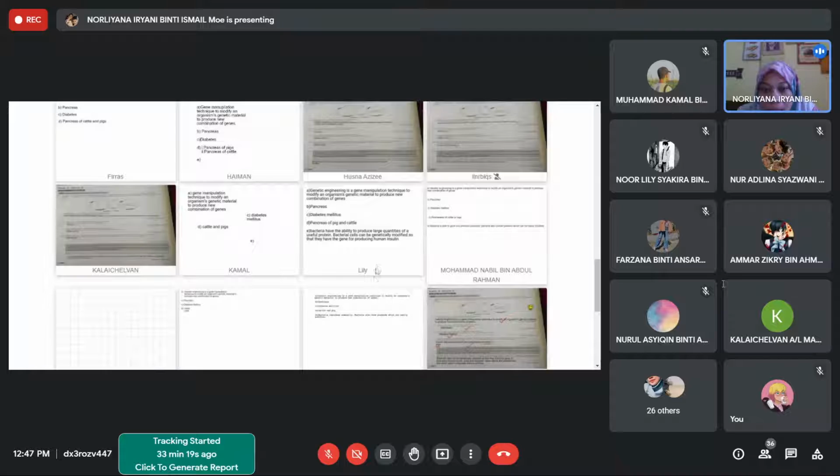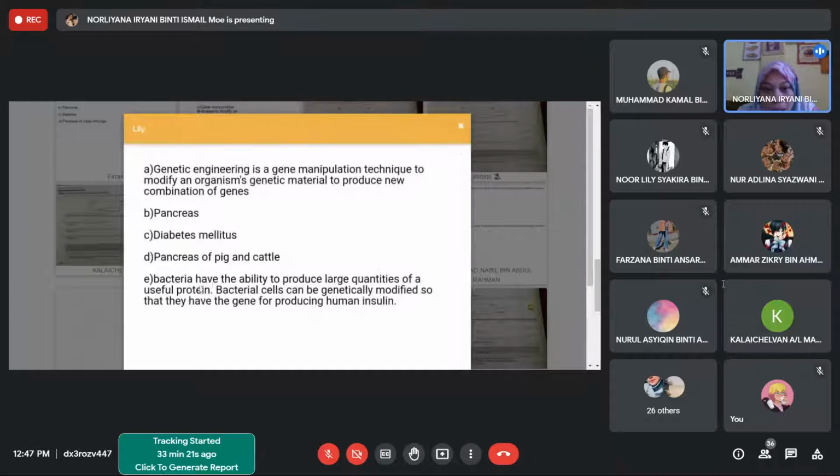Lily: Bacteria have the ability to produce large quantity of useful protein. Bacterial cells can be genetically modified. So on and so forth.